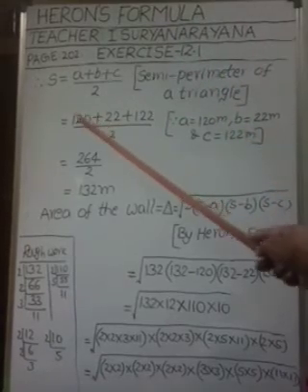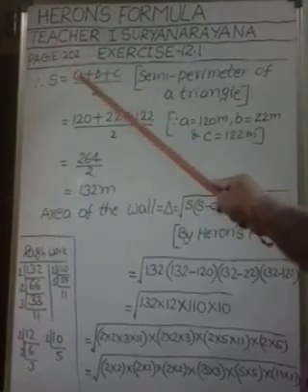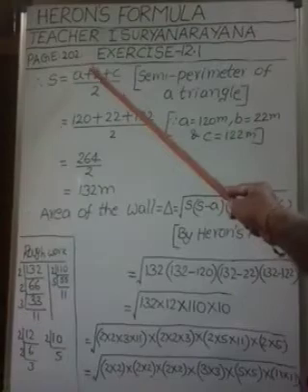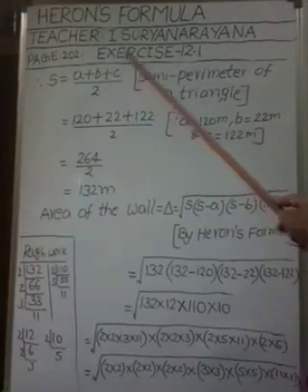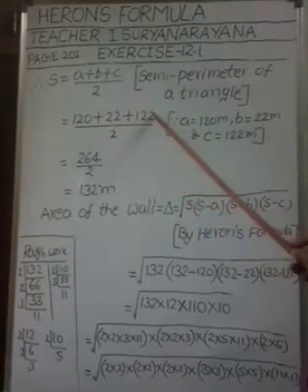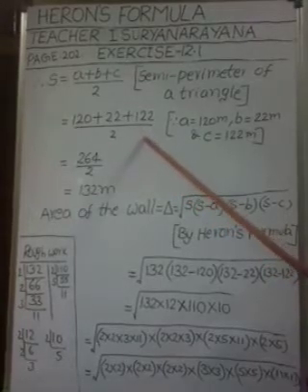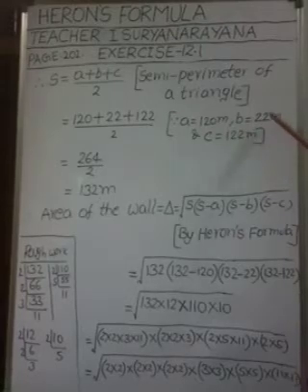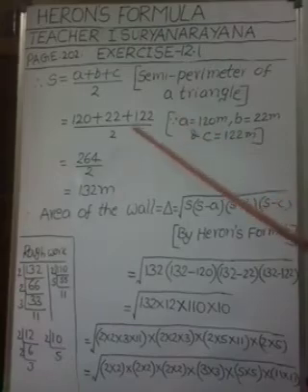Right. In this formula, we are substituting the values of A, B and C. What is the value of A? 120 meters. And what is the value of B? 22 meters. And what is the value of C? 122 meters. We substituted here A, B and C in the numerator, by 2. Understood this step, my dear children? Because A is equal to 120 meters, B is equal to 22 meters and C is equal to 122 meters. Understood this step, my dear children?